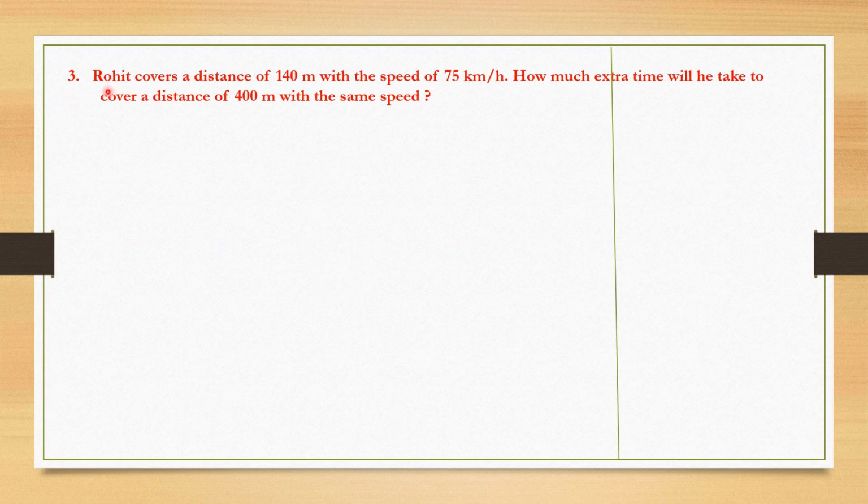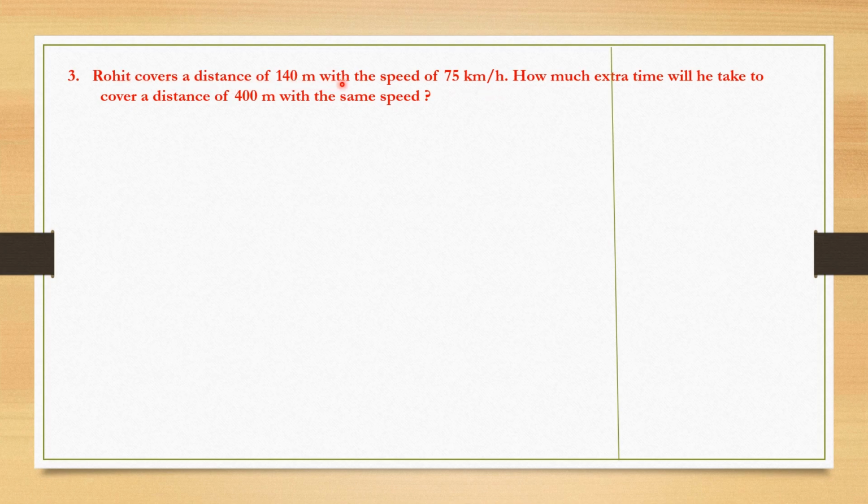Question 3. Rohit covers a distance of 140 meters with the speed of 75 kilometers per hour. How much extra time will he take to cover a distance of 400 meters with the same speed? So first, let's look at the question and see what is given to us. Distance is given to us, speed is given to us, but we don't know the time.